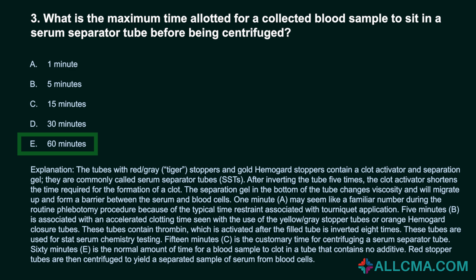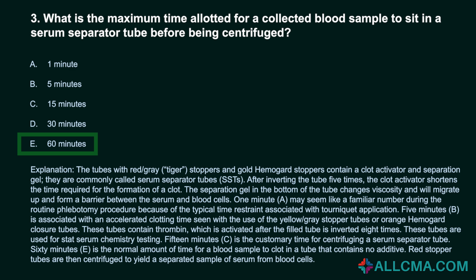1 minute, A, may seem like a familiar number during the routine phlebotomy procedure because of the typical time restraint associated with tourniquet application. 5 minutes, B, is associated with an accelerated clotting time seen with the use of the yellow/gray stopper tubes or orange Hemiguard closure tubes. These tubes contain thrombin, which is activated after the filled tube is inverted 8 times. These tubes are used for stat serum chemistry testing.